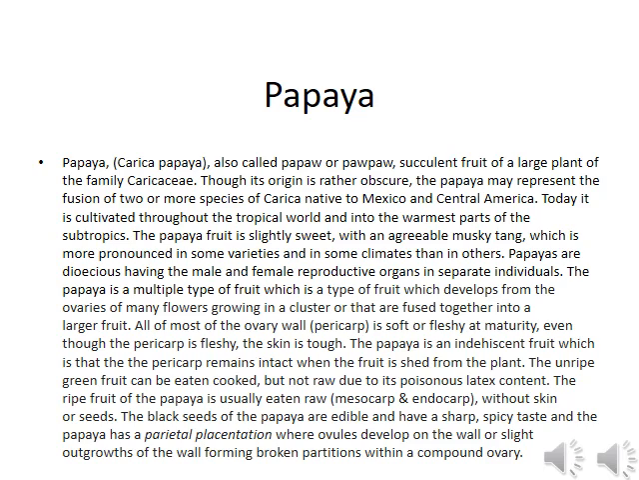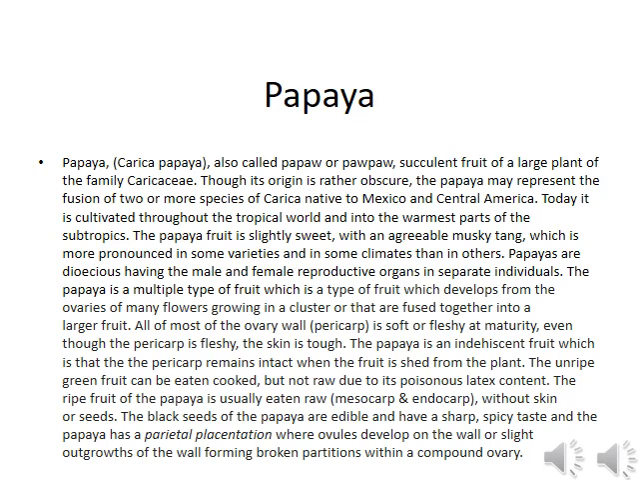It is a succulent fruit of a large plant of the family Caricaceae. Though its origin is rather obscure, the papaya may represent the fusion of 2 or more species of the Carica native to Mexico and Central America. Today, the fruit is cultivated throughout the tropical world and into the warmest parts of the subtropics, and that includes the Philippines. The papaya fruit is slightly sweet with an agreeable musky tang, which is more pronounced in some varieties and in some climates than in others.